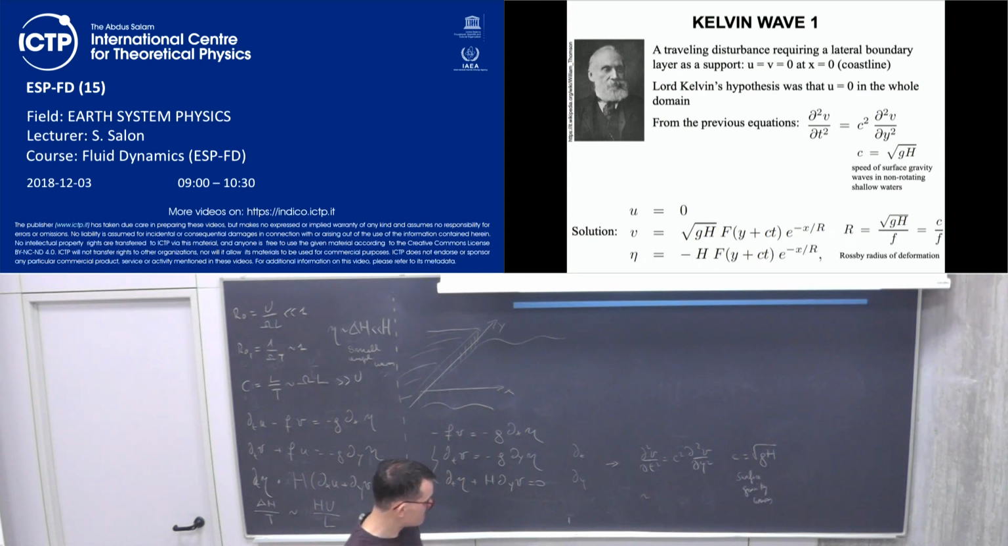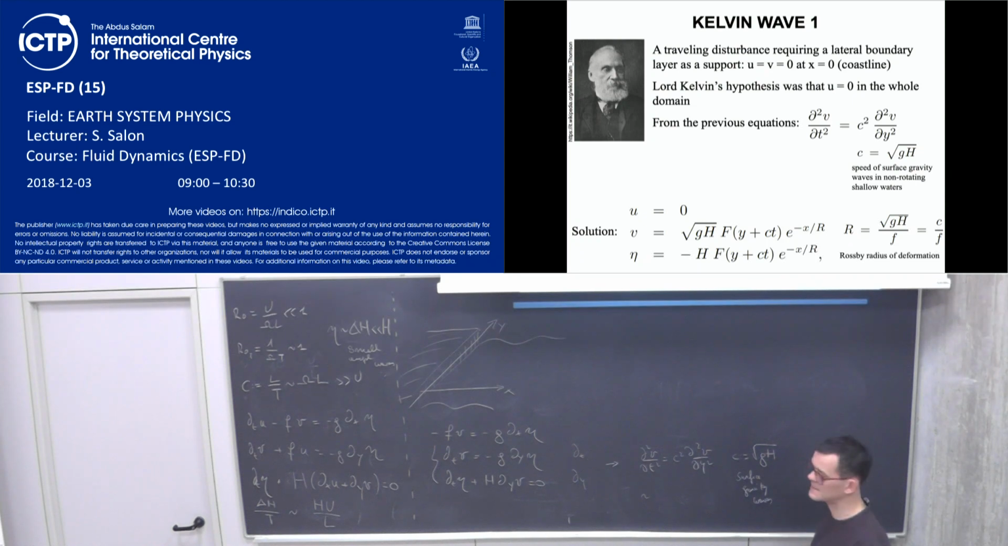Which of course is completely independent from the fact that we are in a rotating flow. Okay, so we don't have any kind of dependency on f, because the only dependency on f is in the x momentum equation. We are just considering something which is non-rotating. So actually, if this is a disturbance that travels on a non-rotating two-dimensional flow, this will have square root of g h as velocity.